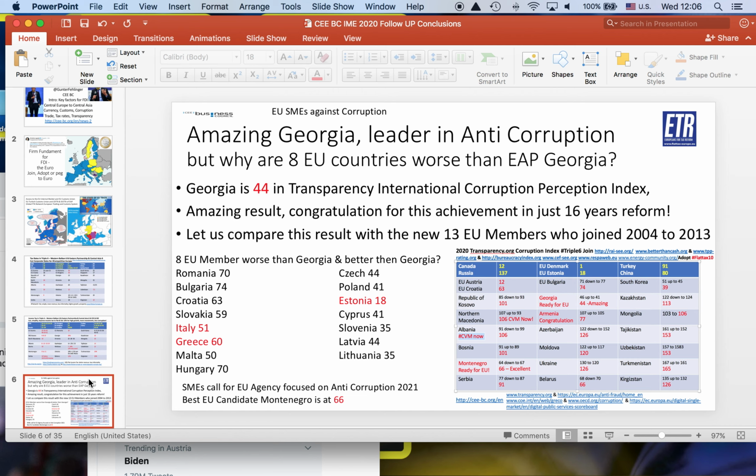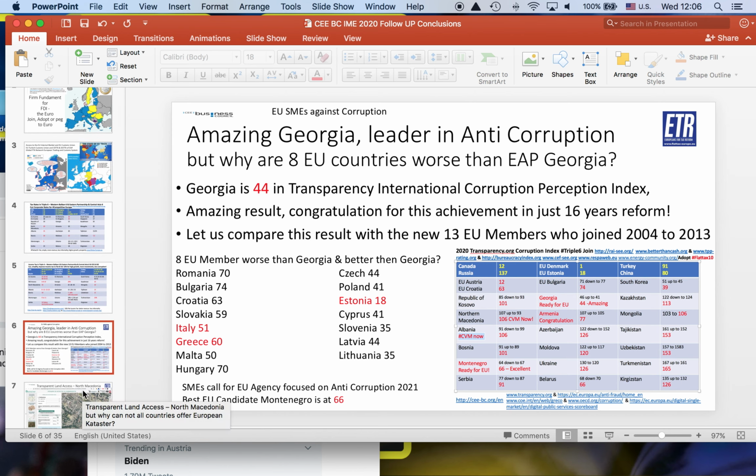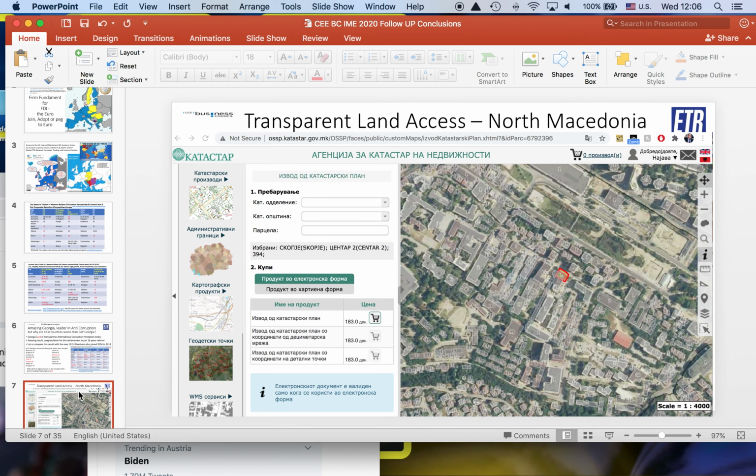We see that Montenegro is the best in the Balkans with 66. Contrary to what many people say, it has made really significant progress. And Serbia, you see at 91. So really, those are the facts. We should always stick to the facts when it comes to evaluating the countries. This is a very important point, and I recommend to study the Georgian example.